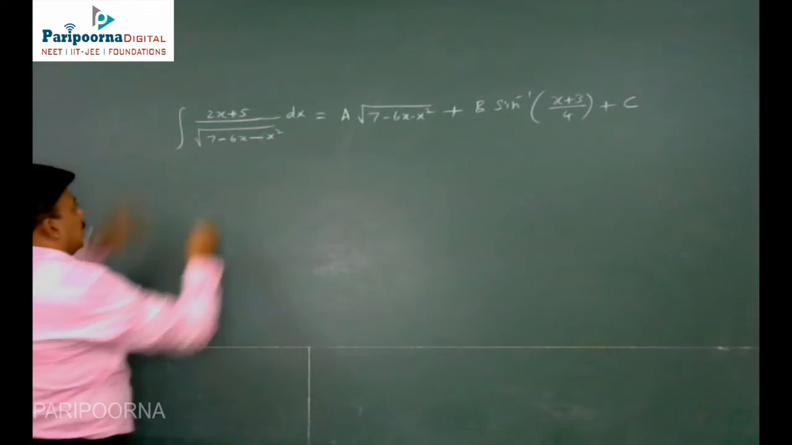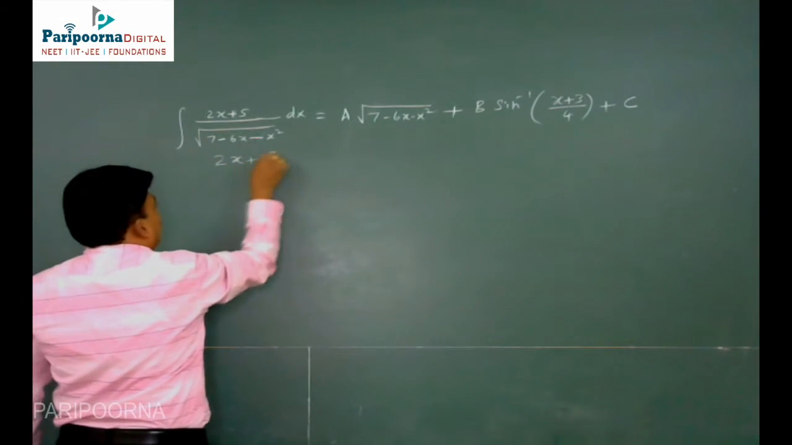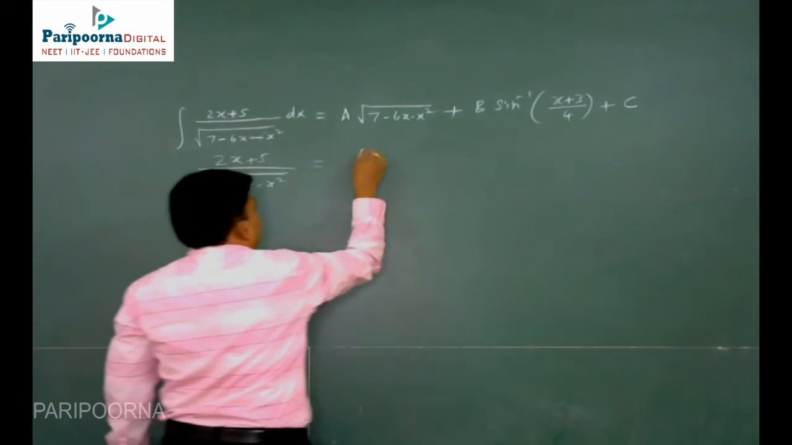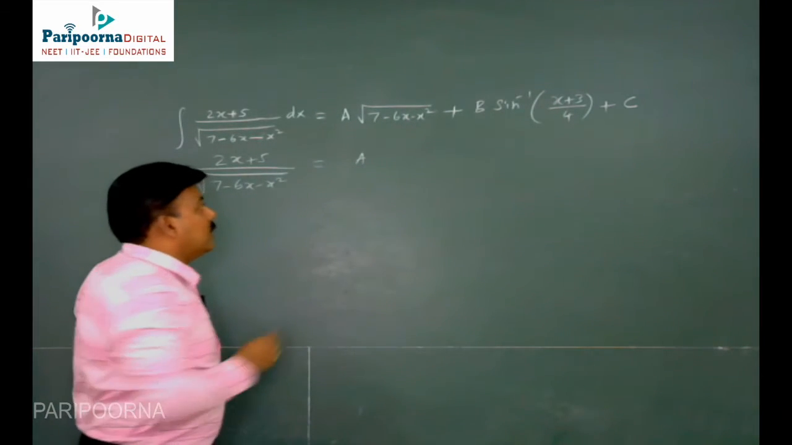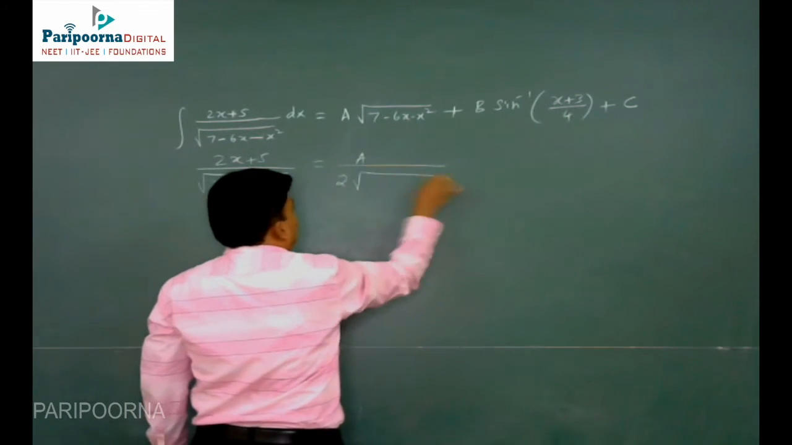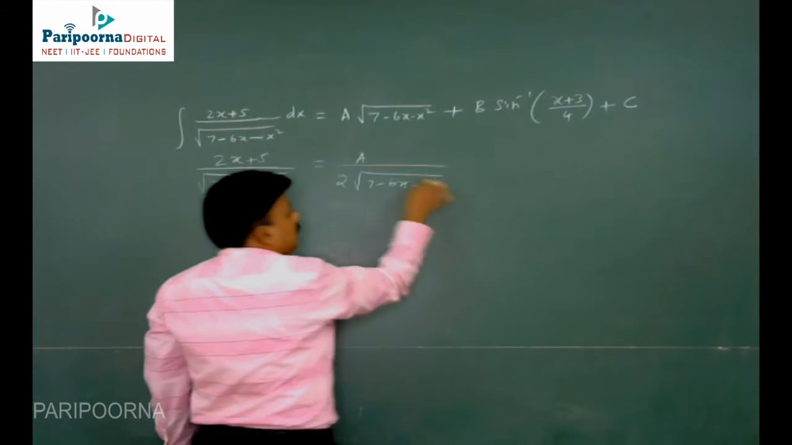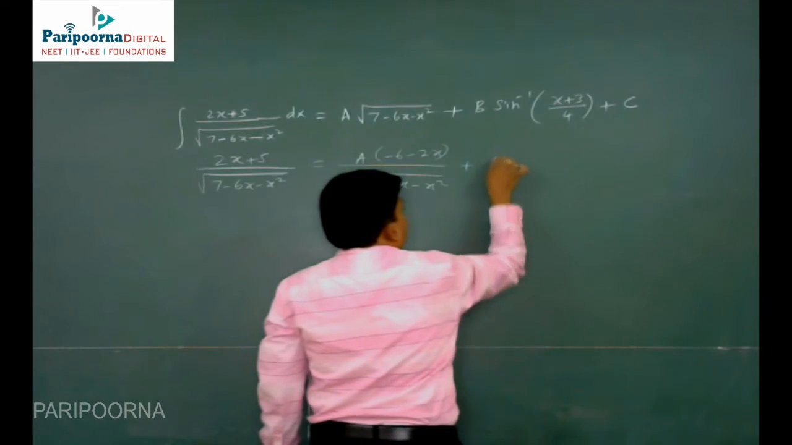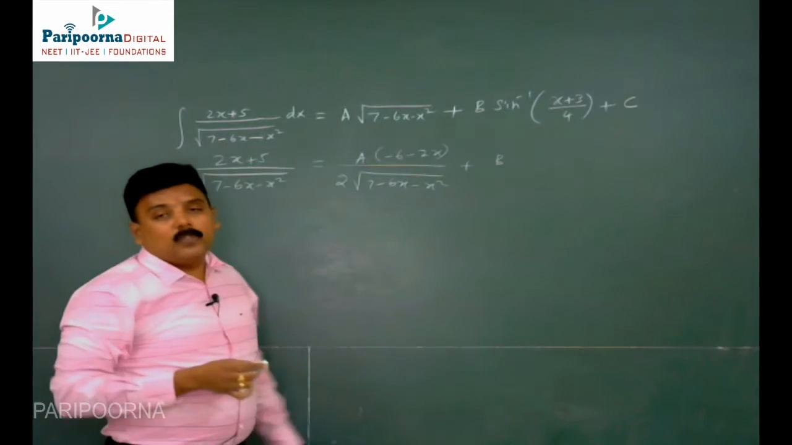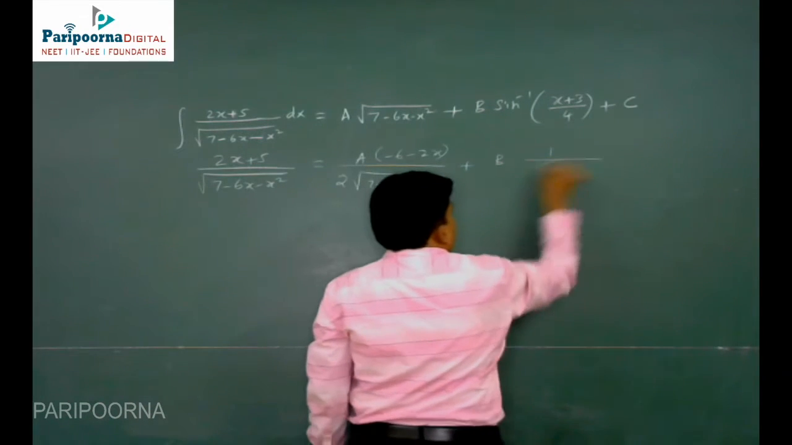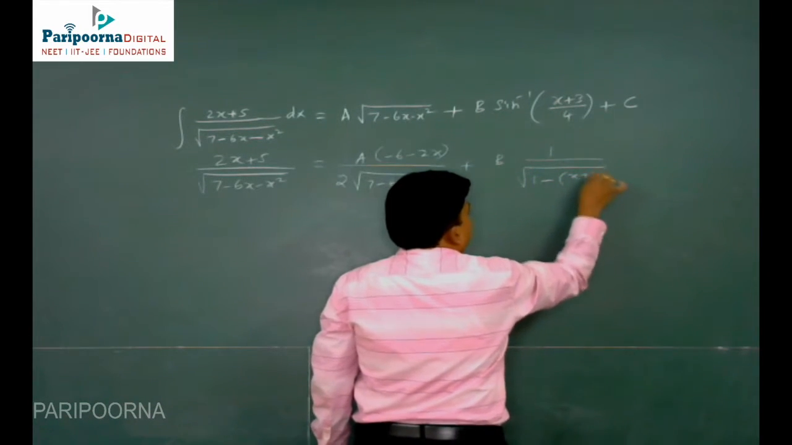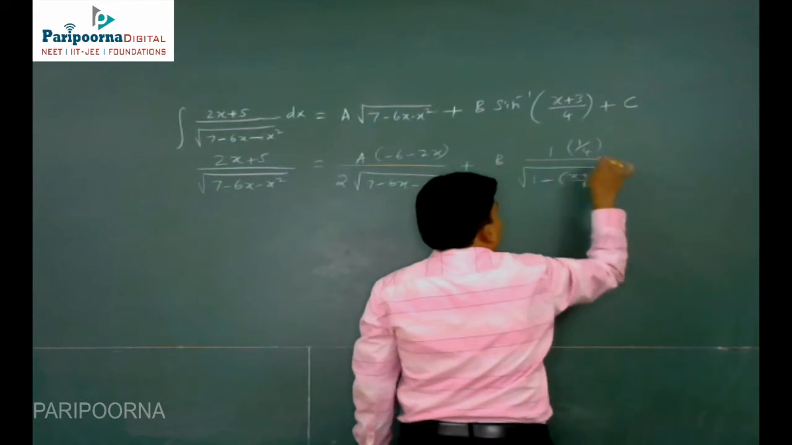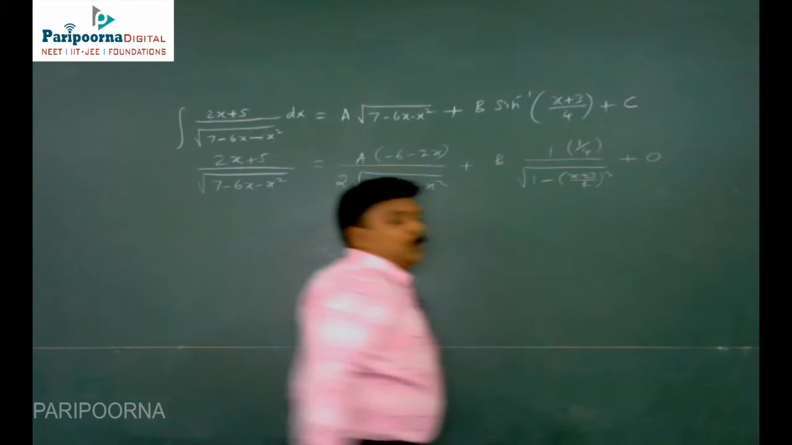So when I differentiate it, this becomes (2x plus 5) divided by the square root of (7 minus 6x minus x squared), and this becomes the square root of x. If you differentiate, that becomes 1 by 2 root x, and the differentiation of this becomes minus 6 minus 2x. Similarly here, b into the differentiation of sine inverse of x is 1 by the square root of 1 minus x squared. So 1 minus ((x plus 3)/4) whole squared into the differentiation of this, (x plus 3)/4, will give you 1 by 4, and then the differentiation of the constant will become 0.